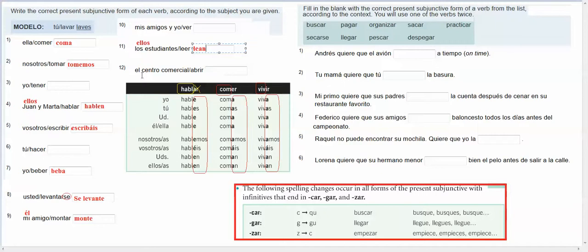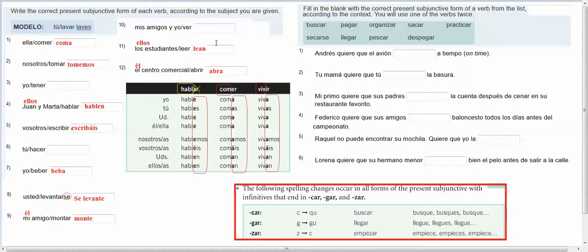And here, el centro comercial abrir. So centro comercial, remember, everything has a gender in Spanish, so you would treat centro comercial like él, because it's el centro comercial, it's masculine. So I'm going to write abrir. Okay, I'm going to get rid of my IR, but because I am using IR verbs, I'm going to go down here to L and across, and I would put an A.